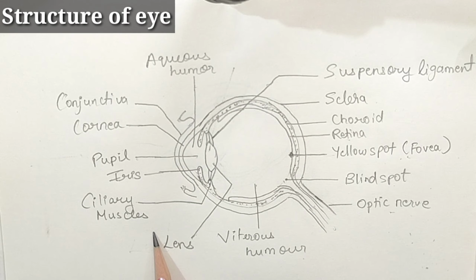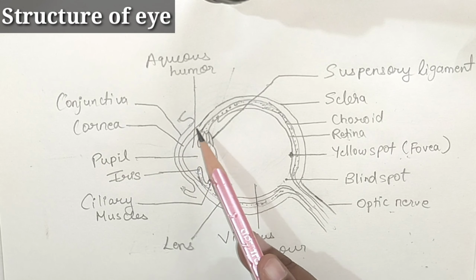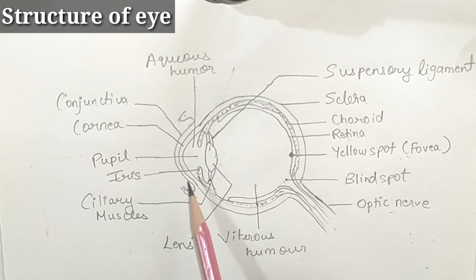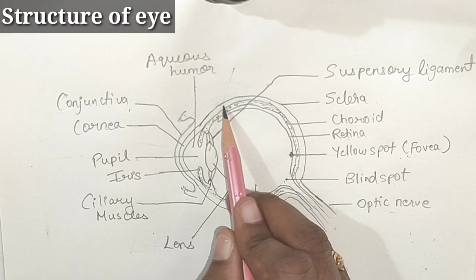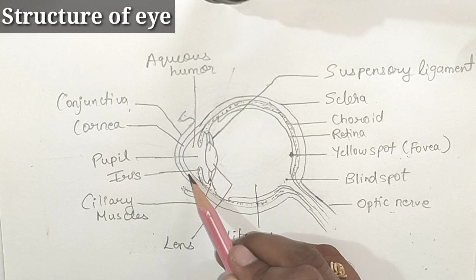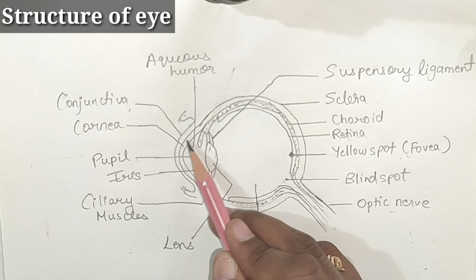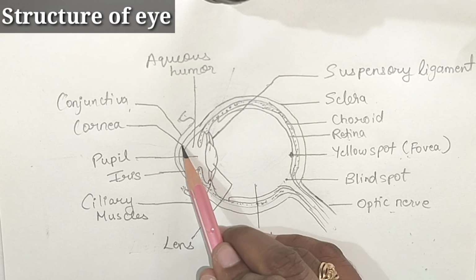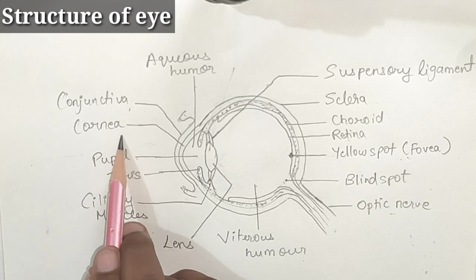Now let us come to the front part. First we'll start with the labeling of the layers. The outermost layer, which is continuous with the inner layer of the eyelids, is called the conjunctiva. Second, you can see the layer which is continuous with the sclera. The sclera continues in the front of the eye and becomes transparent, and that transparent layer we call the cornea.